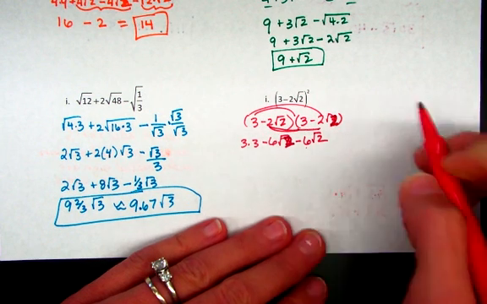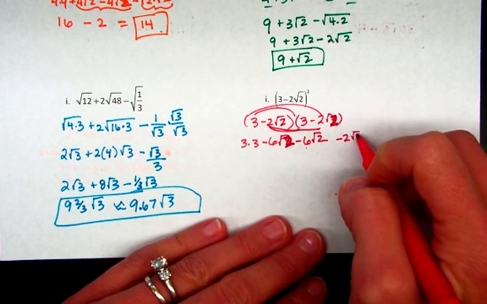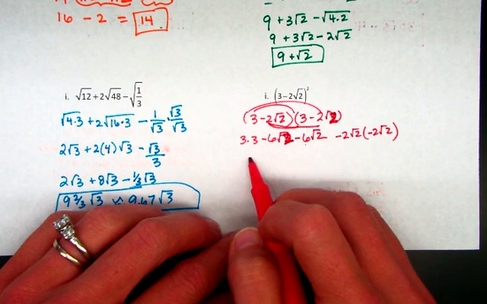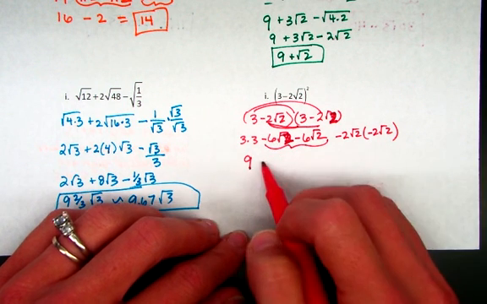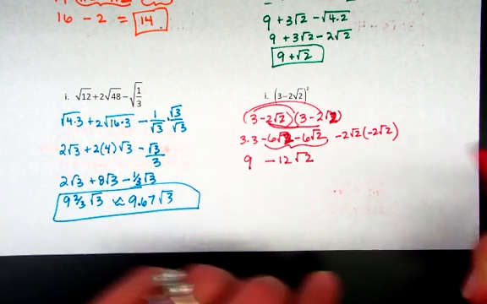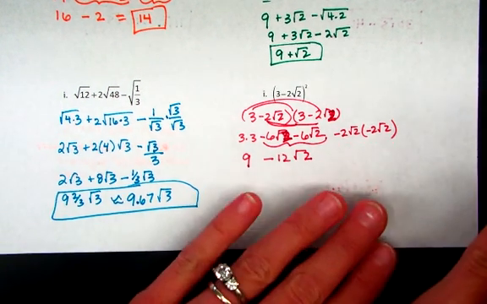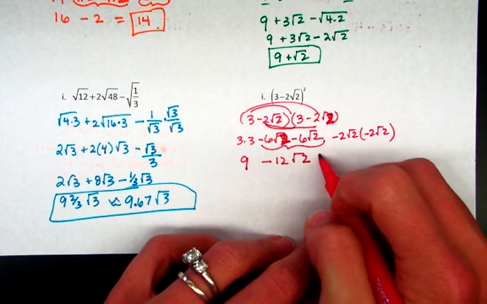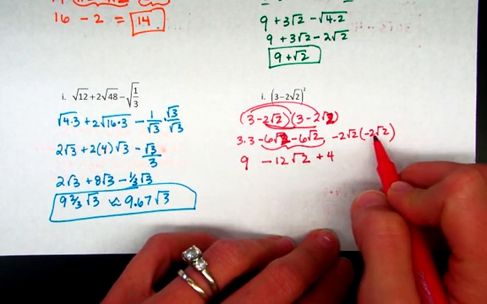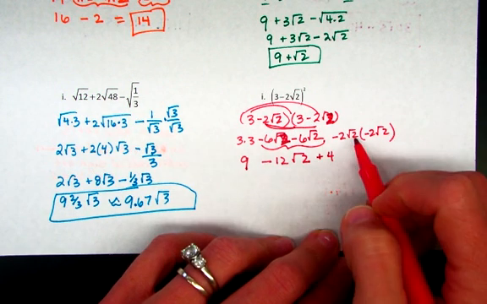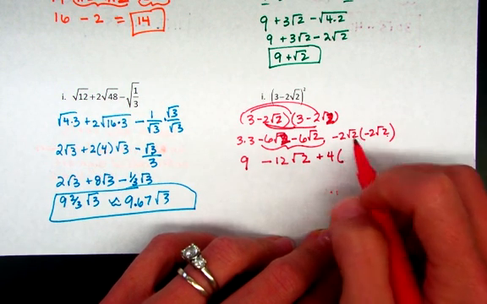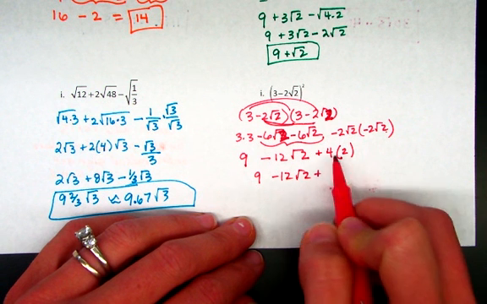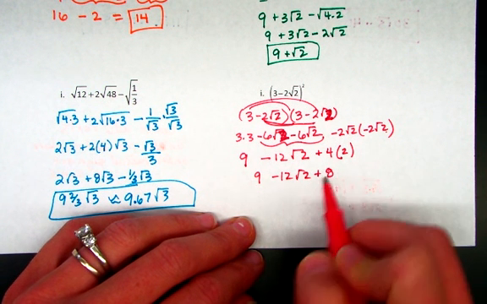And then this guy is going to be negative 2 root 2 times negative 2 root 2. So we are left with 3 times 3 is 9. These combine to be negative 12 root 2. Now this is trickier. We're multiplying here. We can multiply the two numbers together. 2 times 2 is a positive 4. So we have a negative 2 times a negative 2, which is positive 4. And then we have root 2 times root 2, which is 2. So then we get 9 minus 12 root 2 plus 8. 4 times 2 is 8. 9 plus 8 is 17.